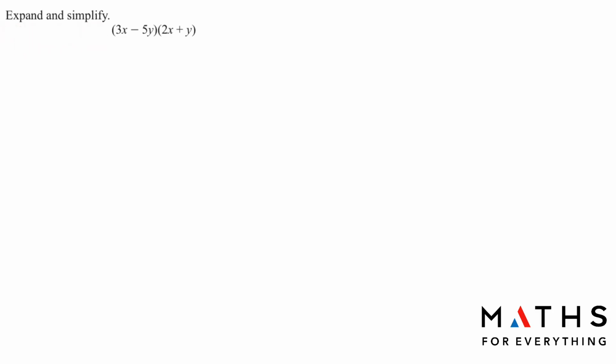Expand and simplify. A very easy question. First, we multiply this term with the first term of the other bracket. So 3 multiplied by 2 is 6, and x multiplied by x, x squared. Then 3x we multiply by the second term. 3x multiplied by y will give us 3xy. Then negative 5y multiplied by 2x. This will give us negative 10xy. And negative 5y multiplied by y will give us negative 5y squared.